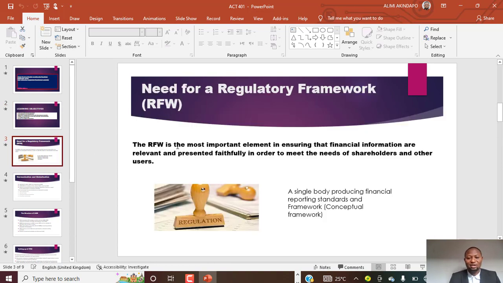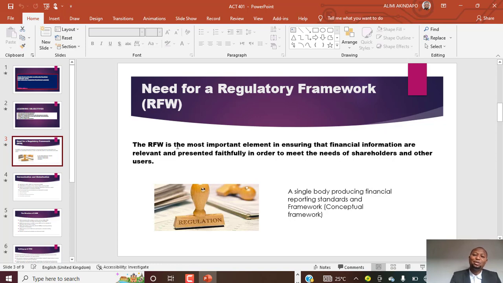To start with, what are the needs for a regulatory framework of accounting? The regulatory framework is the most important element in ensuring that financial information is relevant and presented faithfully to meet the needs of the shareholders as well as the users. The endpoint of every organization or every transaction in an organization is the financial statement. And this financial statement is used by the users.